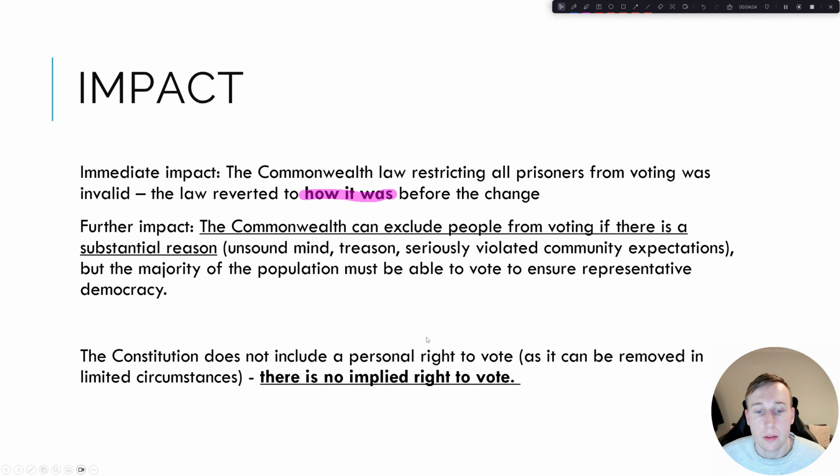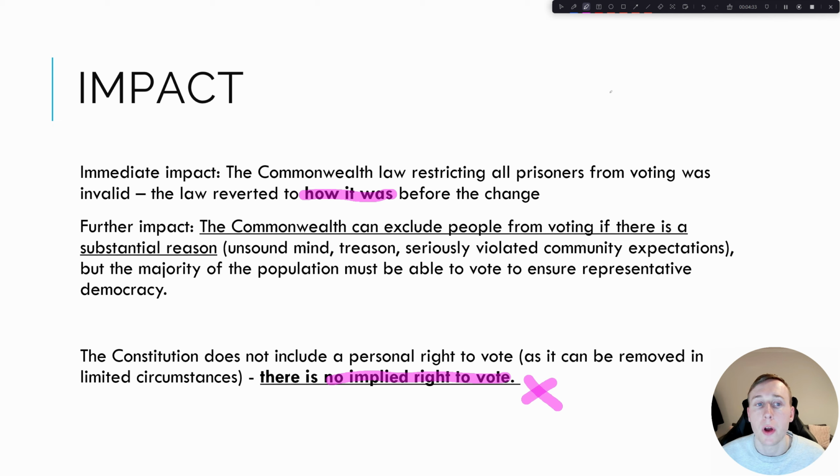And lastly, the Constitution does not include a personal right to vote, as it can be removed for limited circumstances. And this is one other key point: there is no implied right to vote. We were thinking maybe we might have got a second additional implied right from this case, but we still only have the one implied right, which is the freedom of political communication. It didn't give us an additional right as a result of this case. So that's a really good quick overview of this case.